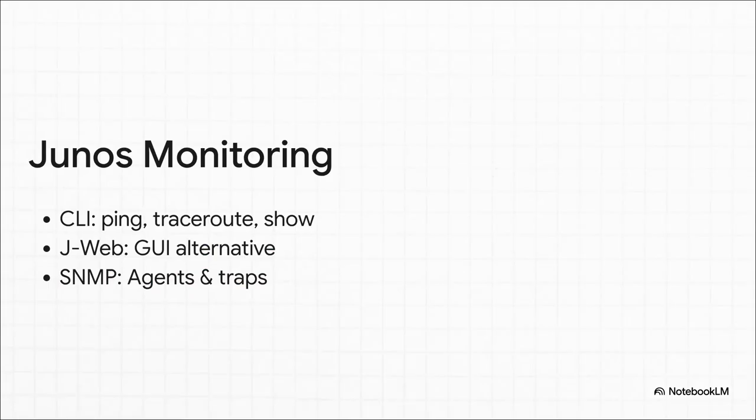Beyond just individual commands, you really have 3 distinct ways to monitor your device's health. The primary method is, of course, the CLI. You'll use commands like ping rapid, which is awesome because it fires off the next ping immediately upon receiving a response, along with all your standard show commands. If you're someone who prefers a more visual management style, the J-Web GUI is a fully capable web-based alternative. And for massive enterprise-wide monitoring, Junos packs a super robust SNMP software agent that supports MIB2, traps, and version 2 notifications to feed right into your central dashboard.